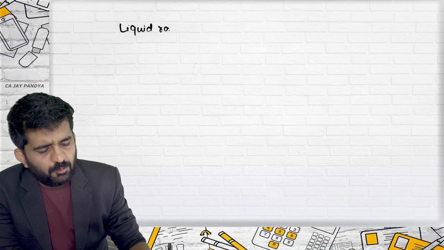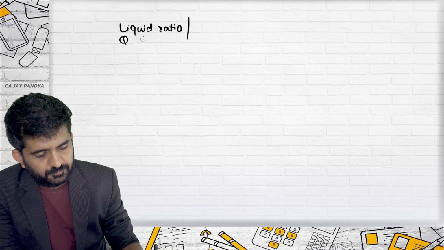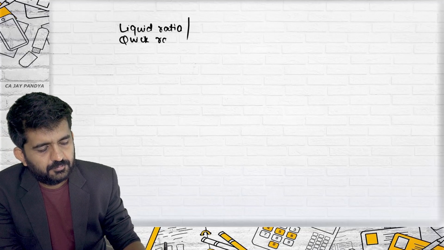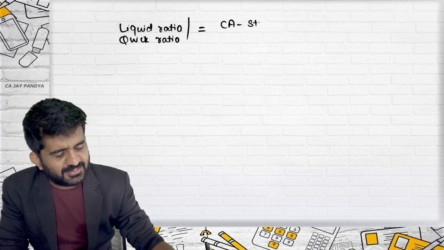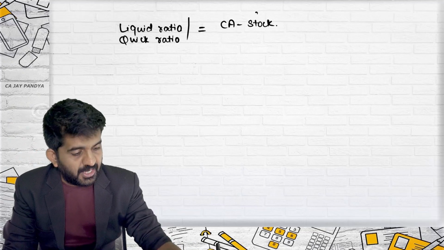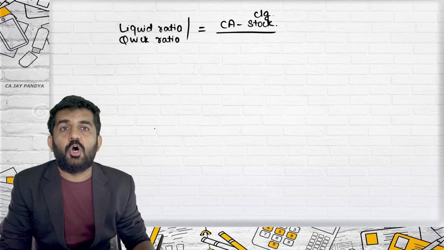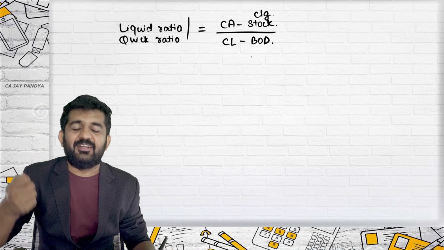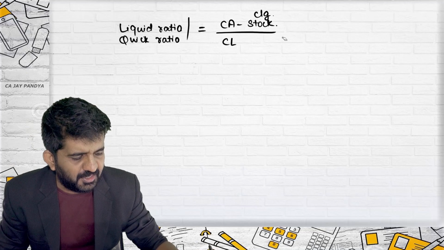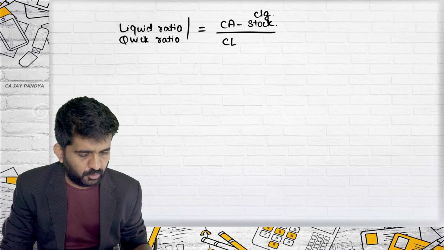What is a liquid ratio? Sir, we have never heard about it. It is nothing but quick ratio. Can I say quick ratio is current asset minus stock, and this is closing stock, current asset minus closing stock upon current liability minus bank overdraft. Again, try to concentrate. There is no information about bank overdraft. I can exclude it. If I don't take it into consideration, it is absolutely alright.